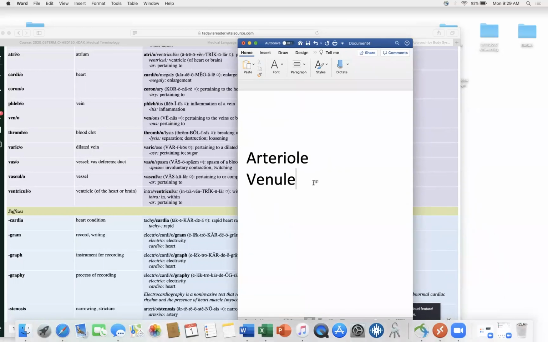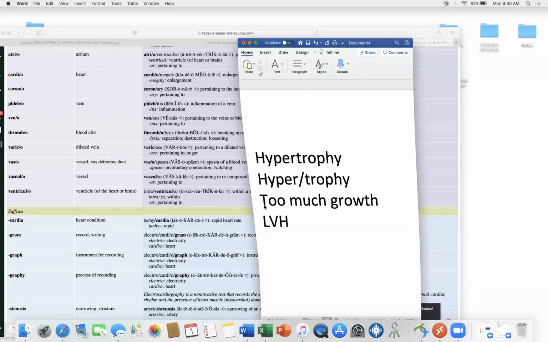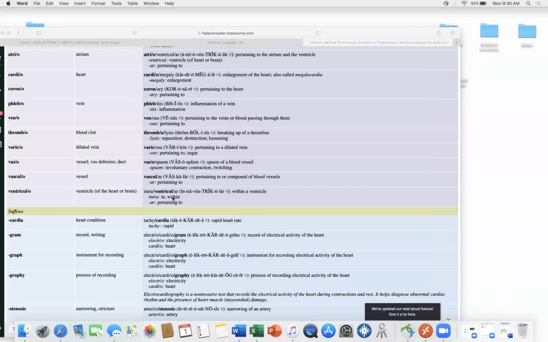Let's look at that word. Ventricular hypertrophy. Hyper, we already know that prefix means too much. Trophy, process of growth. So it means what? Too much growth. And if I have left ventricular hypertrophy, LVH, what happened to the left side of my ventricles on my heart? It's too big. And if it's too big, it's going to be a problem. Intraventricular, that means within the ventricles.